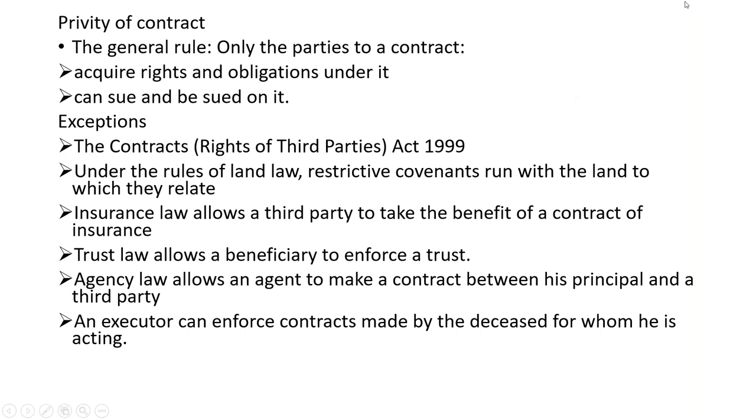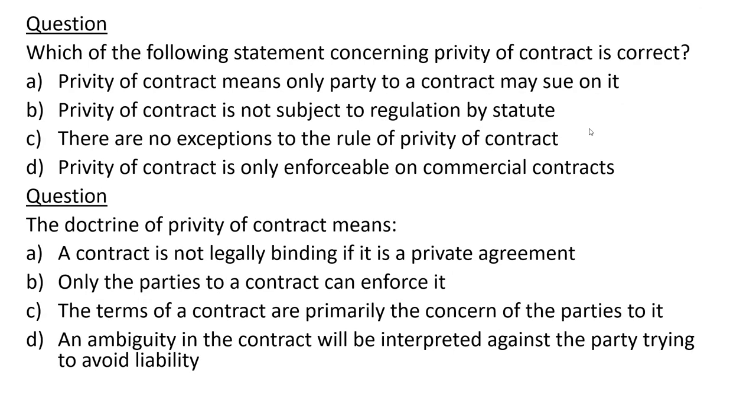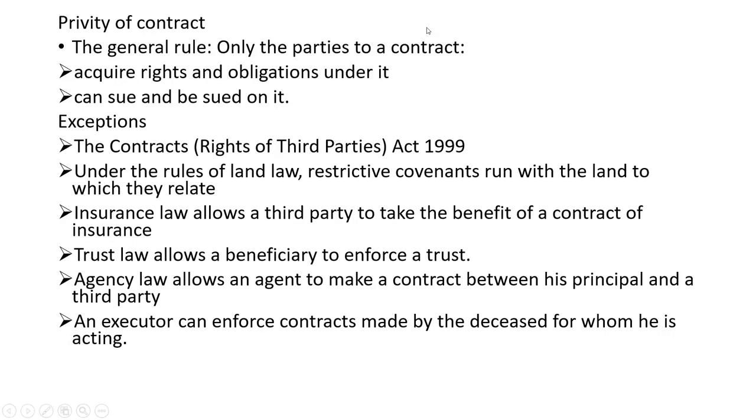Next topic is privity of contract. Privity of contract means parties to a contract. The general rule is that only the parties to a contract acquire rights and obligations under it. Only they can sue and be sued on it. But there are exceptions in which the contract is between two parties and a third party can sue the other two parties or any one of them.